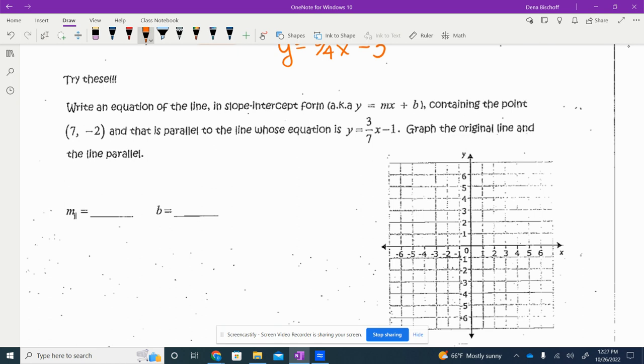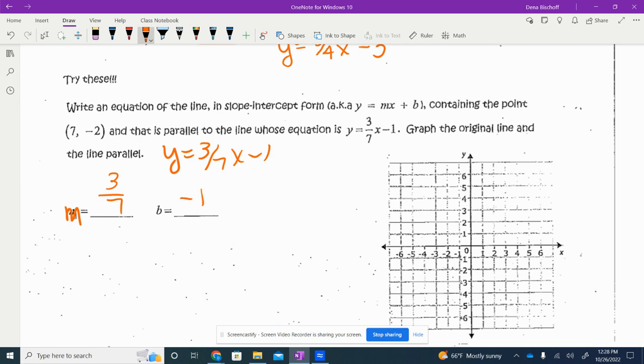So what's the slope of the given line, which is y equals 3/7 x minus 1? What's my slope and what's my y-intercept? Aiden, what's the slope of the given line, y equals 3/7 x minus 1? 3/7. What's the y-intercept, Aiden? Good job. Did you start the video? I did, but thank you.